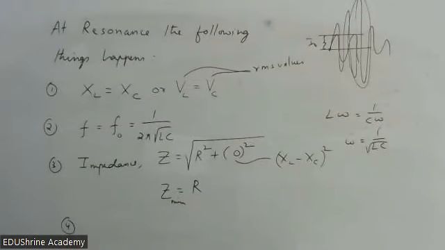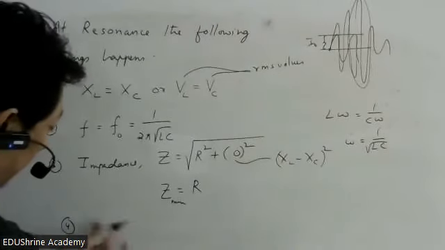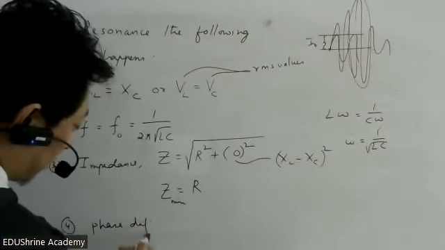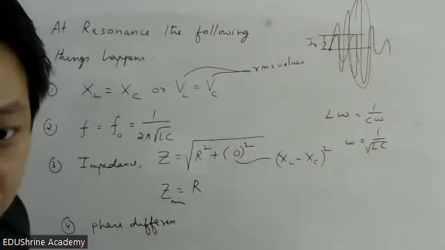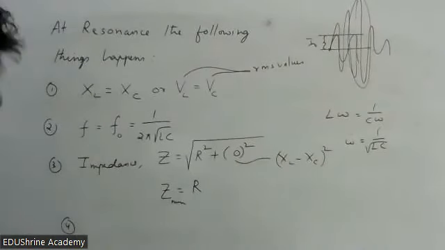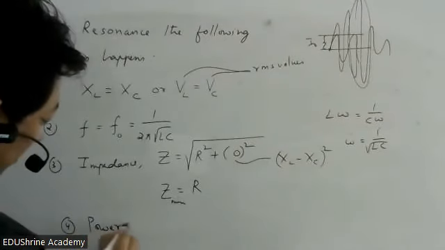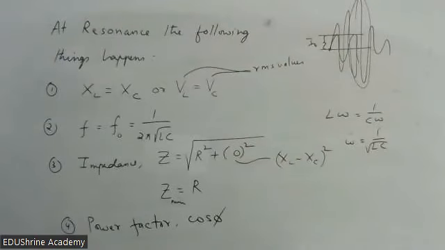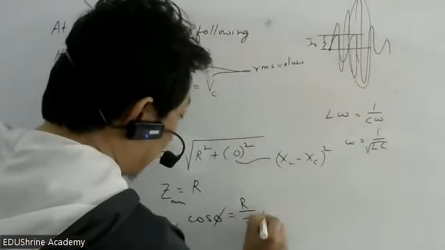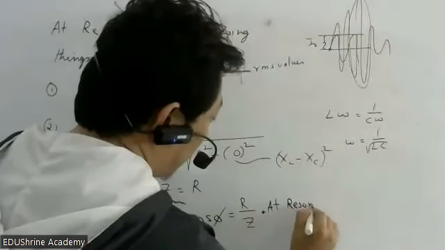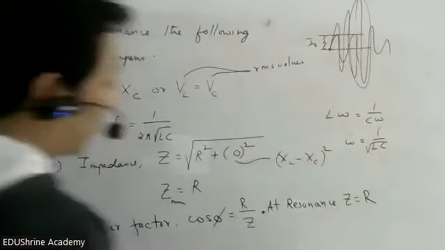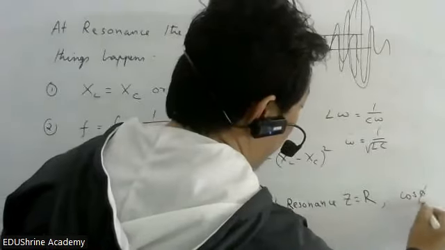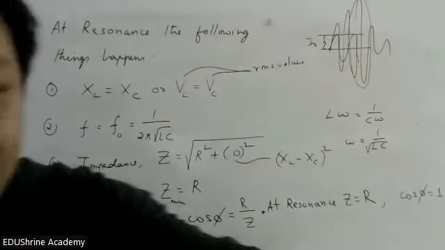Fourth thing: what happens to the phase difference? Think. Let me mention here, phase difference. Or first, you tell me what happens to the power factor. One. Who told one? Either. The power factor formula is cos phi. Agree? And what was the formula for cos phi? R by Z. At resonance, we just learned Z is equal to R. So therefore, cos phi will be 1. Many times they have asked this question for 1 mark.